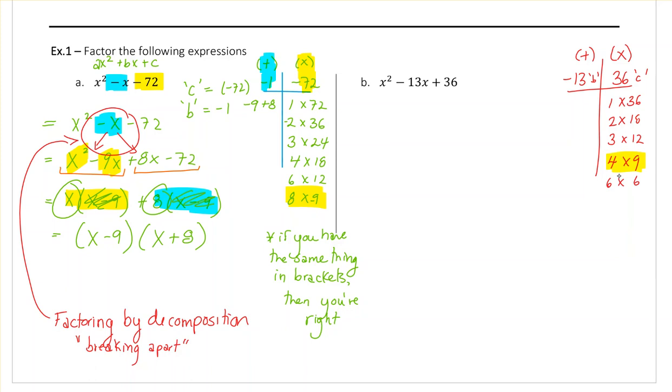Well, 4 times 9 equals positive 36, but 4 plus 9 does not equal negative 13. However, if I change both these values to negative, so negative 4 and negative 9, negative 4 times negative 9 does equal positive 36, and negative 4 plus negative 9 does equal negative 13. So those are your two magic numbers. Again, the next step here is to split that b value into your two magic numbers.